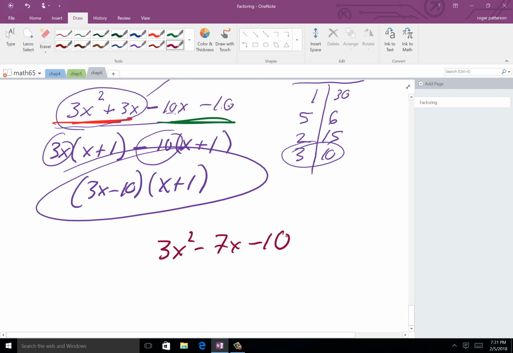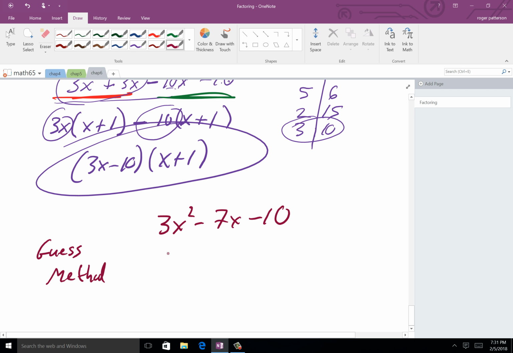Okay, here we go. Here's the guess method. Alright? Again, this is you get to decide which way you want to do them. Doesn't matter to me, I'm not going to tell you. Parenthesis, parenthesis, parenthesis, parenthesis. Okay? So, we lucked out. We have a 3x. There's only one possibility for that. But for 10, we've got a couple different possibilities, right? We can have a 10 and a 1, or 2 and a 5, okay?